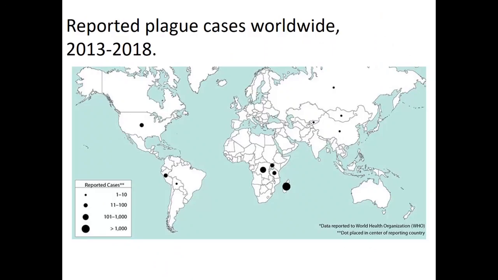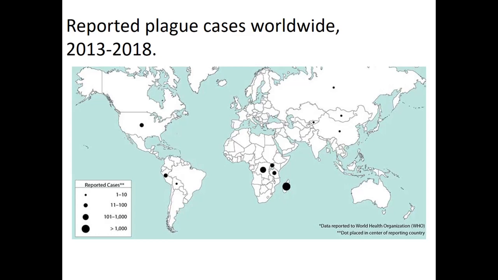Here is a map showing the incidence of plague from 2013 to 2018. And this is the latest data set that we have. As you can see, the size of the spot indicates the number of plague cases reported, and the key's in the bottom left so you can work out those numbers. As you can see, plague is prevalent all over the world.